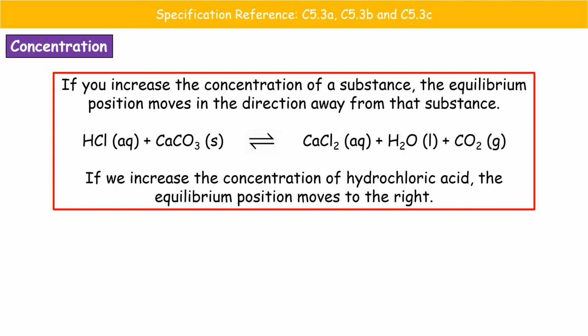Back to number 2, the concentration. If we increase the concentration of a substance, the equilibrium position moves in the direction away from the one that is increasing in concentration. So in our little example here, if we increase the concentration of hydrochloric acid, then the equilibrium position moves to the right, because it moves away from the substance that has the increase in concentration.